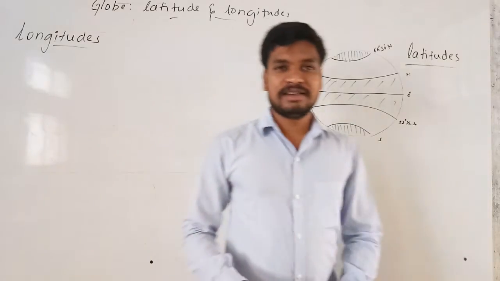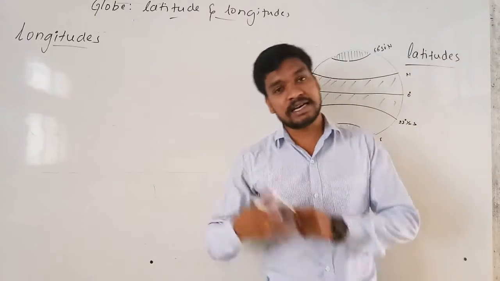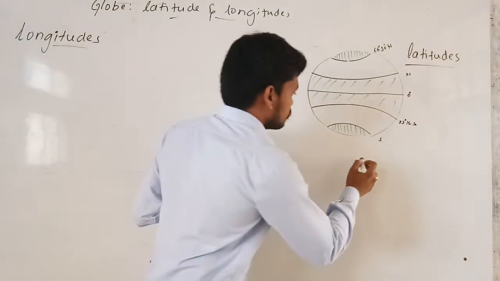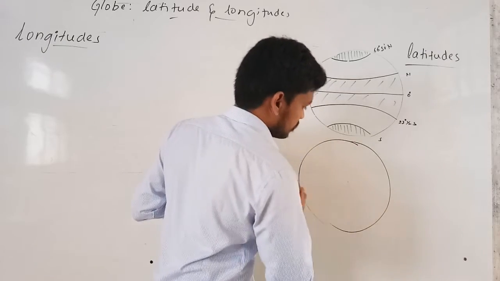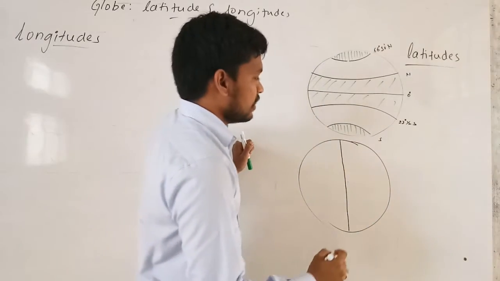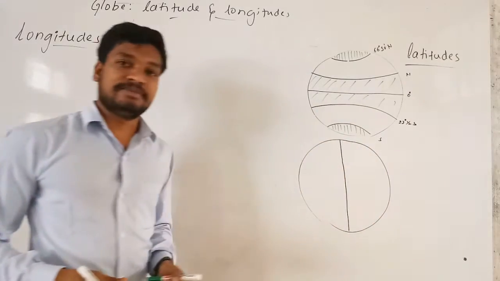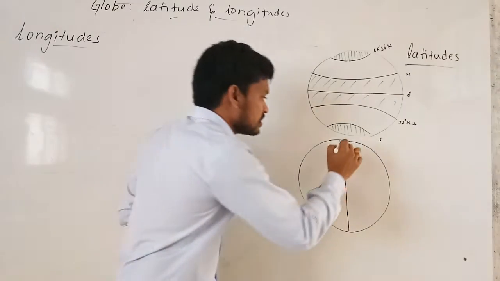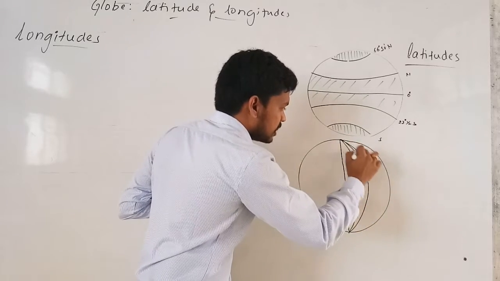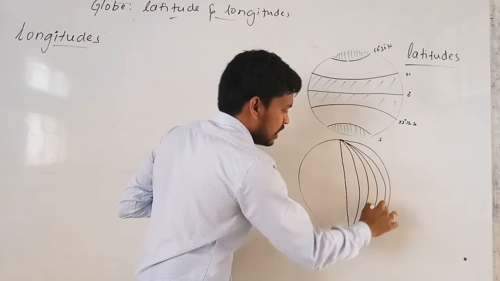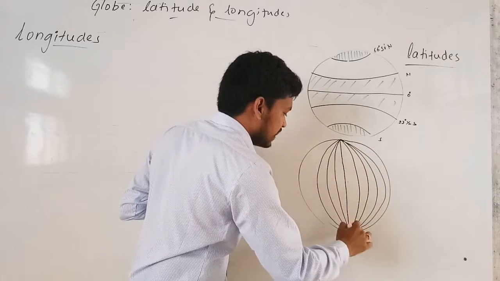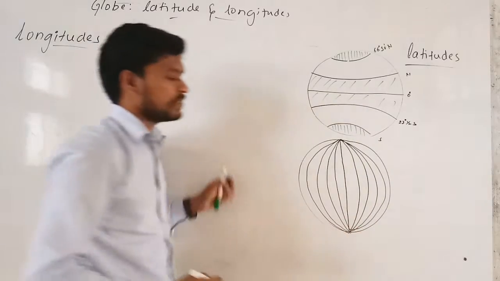So what is longitude? Longitudes are imaginary lines. Like the latitudes, longitudes are also imaginary lines. These longitudes are drawn from north to south. All the longitudes are called lines. Why? Because they intersect each other. They connect to each other at a point. Where is that point? It is at the northern hemisphere and southern hemisphere. At the ends of these lines, they intersect or connect. For that reason we call them lines.